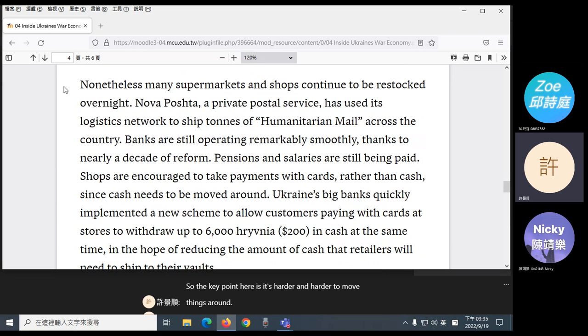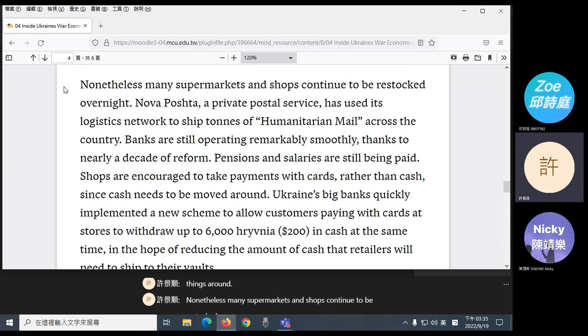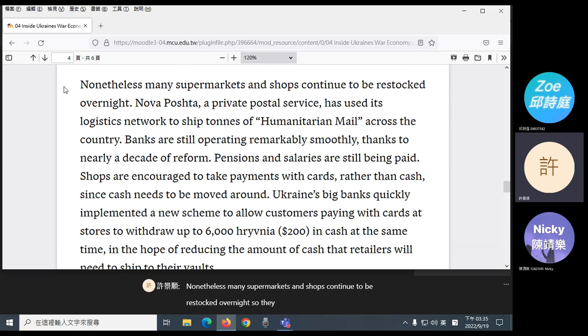Nonetheless, many supermarkets and shops continue to be restocked overnight. So they still manage to be able to have things to sell. To restock means to put up new products to sell.